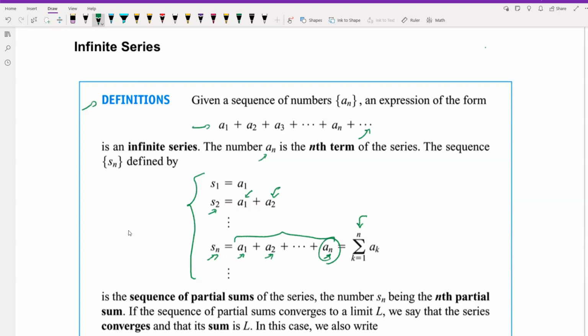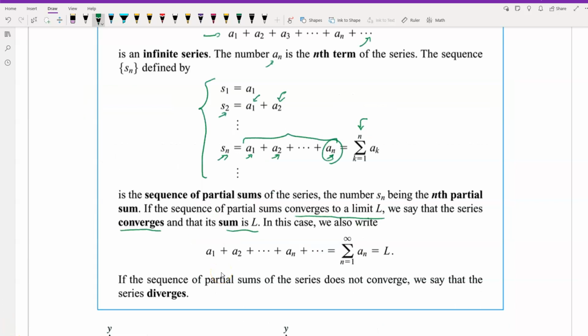If the sequence of partial sums converges to a limit L, we say that the series converges and that its sum is L. In this case, we also write a sub 1 plus a sub 2 plus dots plus a sub n plus dots is equal to the sum of a sub n, n from 1 to infinity, and that is equal to L. So the sum is equal to L.